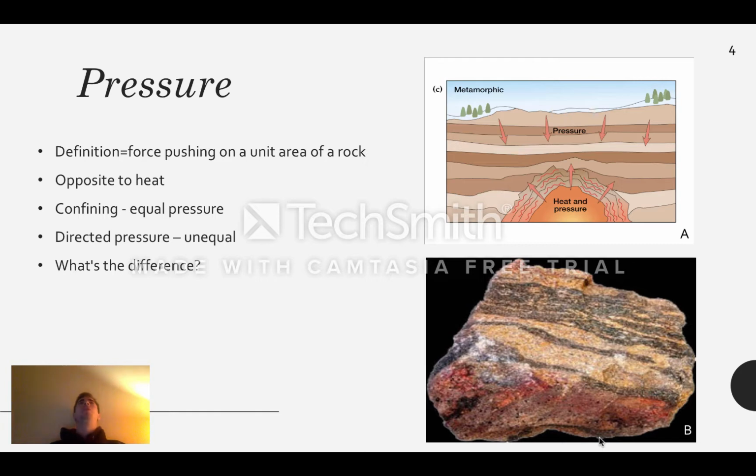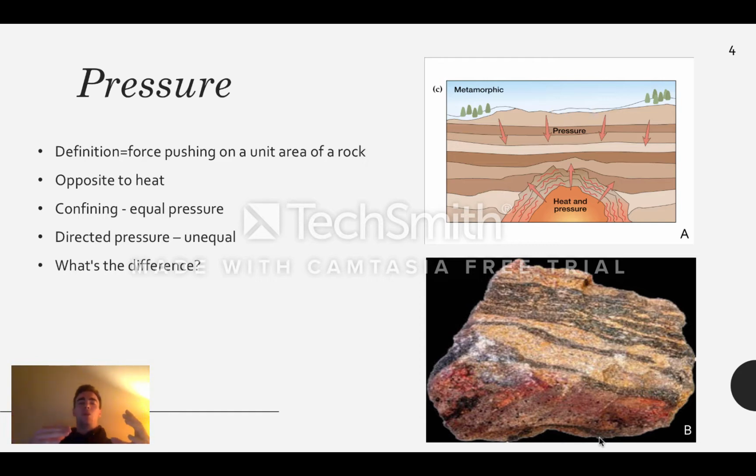The two types are confining and directed. Confining is like an equilibrium where everything on the rock would be pushing at it in all equal ways, and then directed pressure is, kind of how it sounds, more directional.